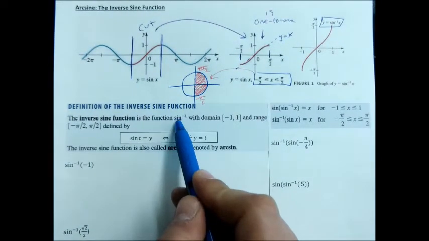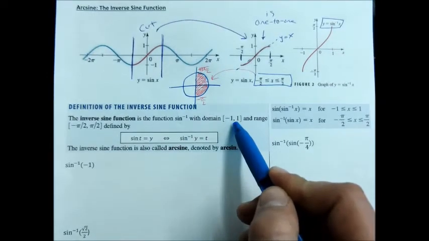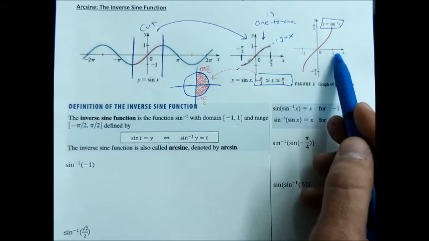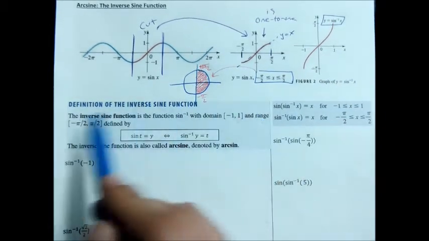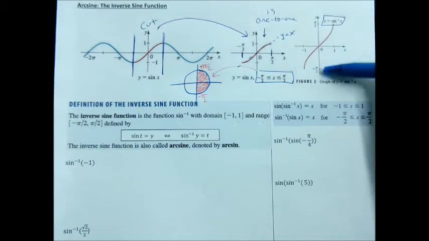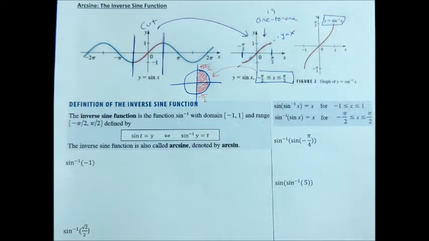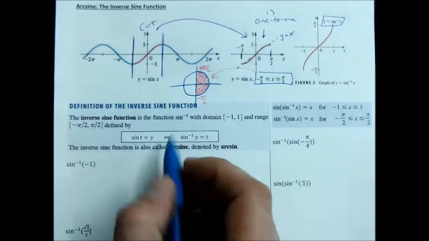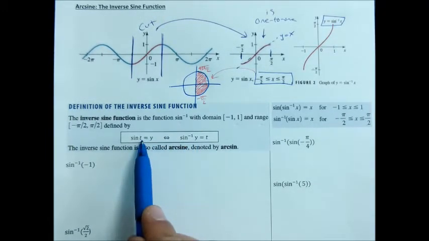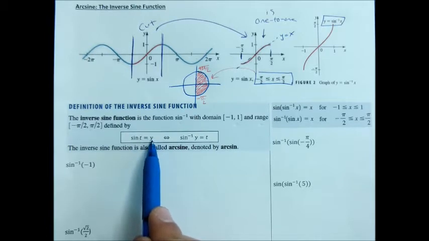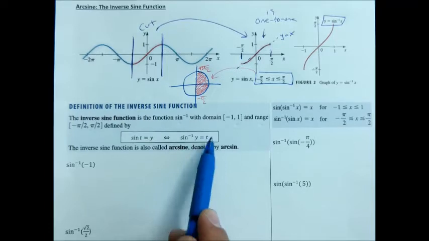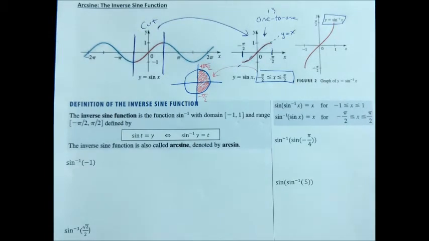So, we see that sine inverse has domain minus 1 to 1, right? You can just look at the graph. The domain of this thing is only between minus 1 and 1. And we can see that the range is between minus pi over 2 and pi over 2. Again, just look at this graph. You can visually confirm the range and the domain. And then we have this relationship, right? This is the definition of an inverse. So if sine takes a t and sends it to the y, then the inverse takes that y and sends it back to the t, just like any other inverse function.